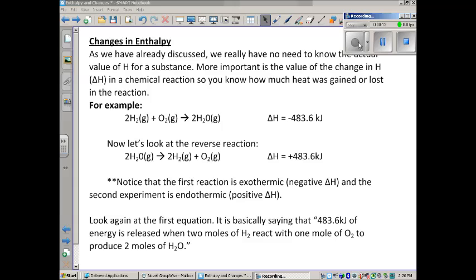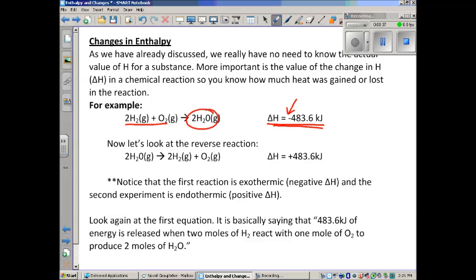Again, you can see in this equation that 2 moles of H2 are reacting with 1 mole of O2, and that when they do that, they make 2 moles of H2O. Well, the truth is they don't just make 2 moles of H2O. You can see here the negative means exothermic, that they're also giving off 483.6 kilojoules of energy. The energy is like a product too.